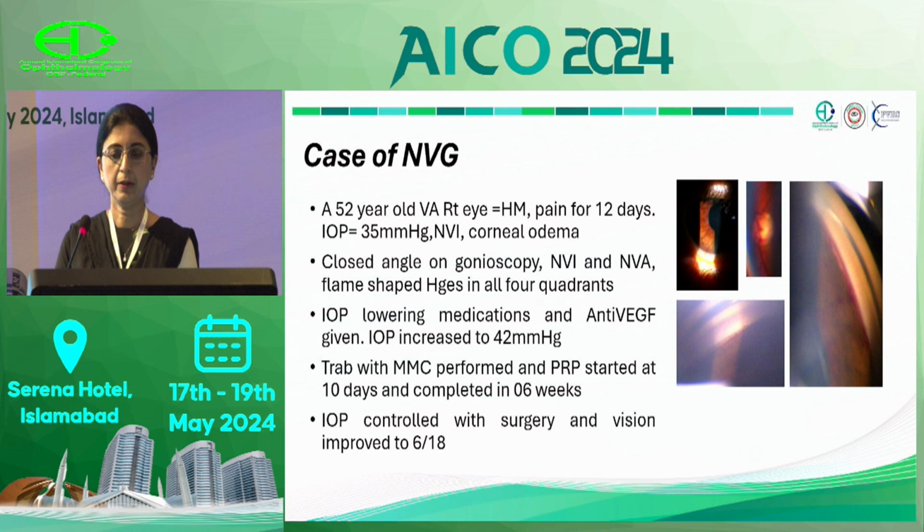So I'll just add a case to show how all this management will fit in. One patient, 52 years old, had NVI, had classical neovascular glaucoma with synechial angle closure. He was started on IOP-lowering medication. He was given anti-VEGF, but the pressure rose to 42. So TRAB was done first, and then PRP started at 10 days and completed in 6 weeks. IOP was controlled with surgery, and vision improved to 6/18. So it needs collaboration of both glaucoma and retinal surgeons.